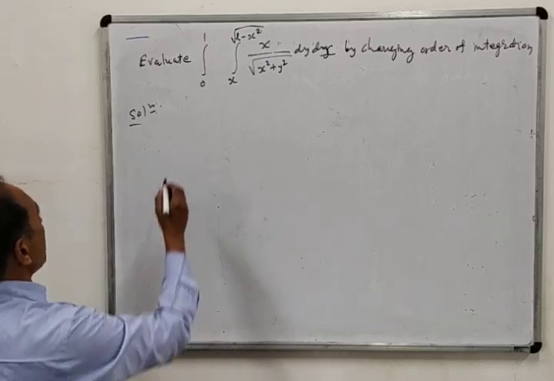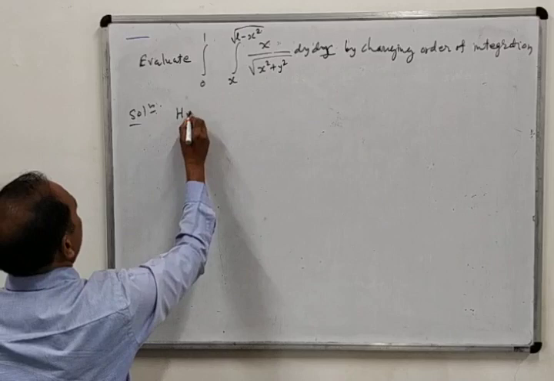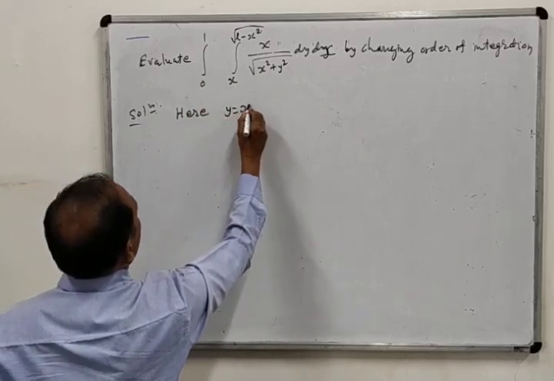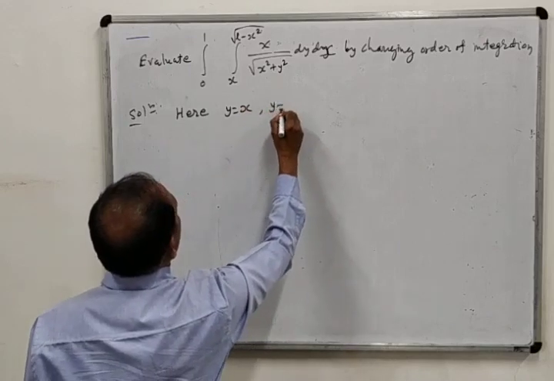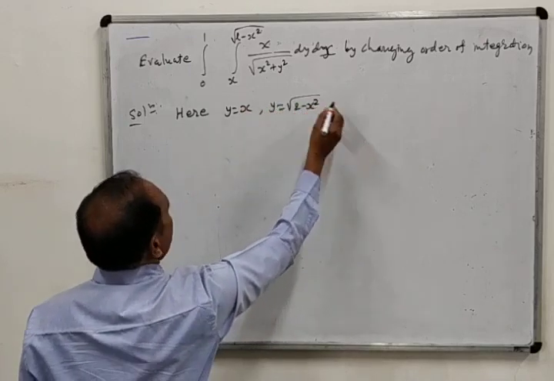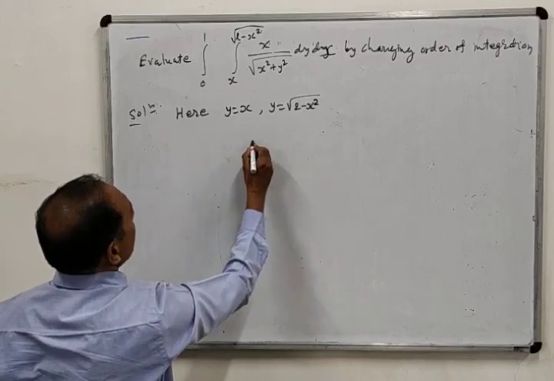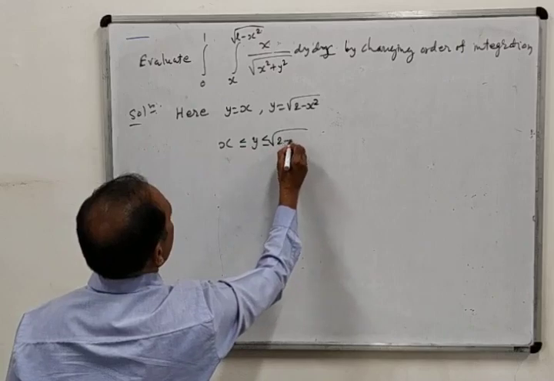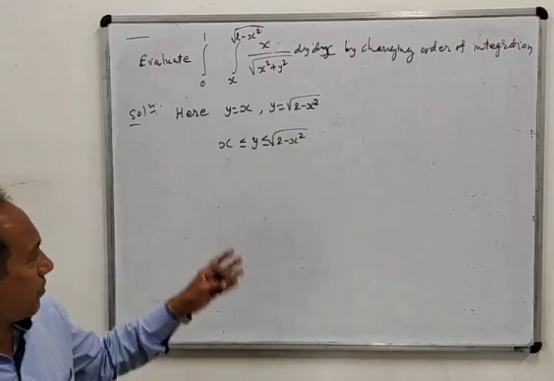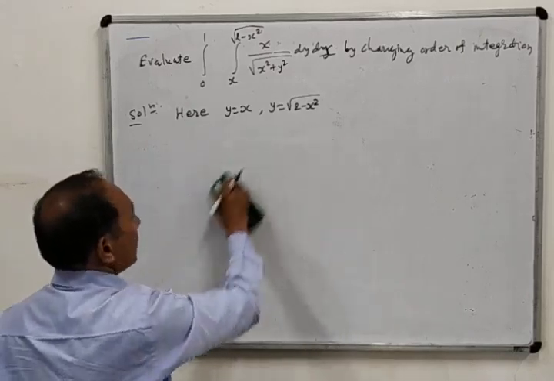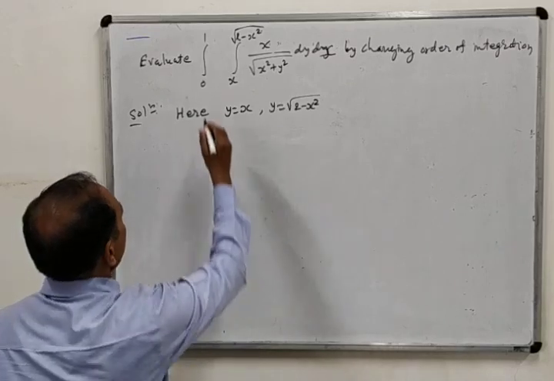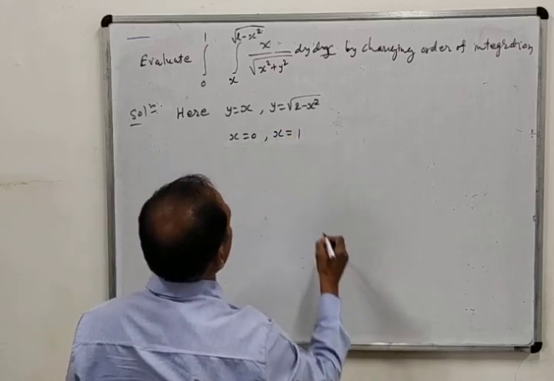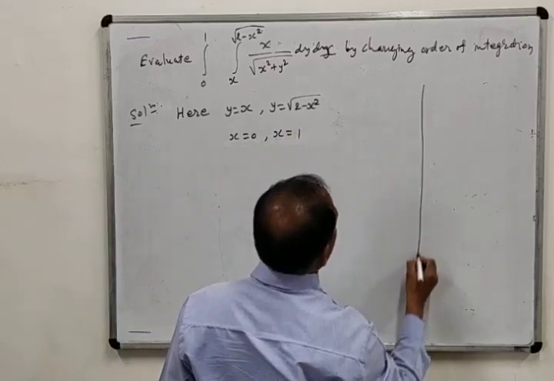So here we need to draw a figure. So 1 mark you can draw very easily. So here the limits are y equal to x, y equal to root 2 minus x square. Actually, you can also write the same thing as y lies between x and root 2 minus x square, because the limits can be written in this way. And here x equal to 0 to x equal to 1. So from this we will draw the figure.